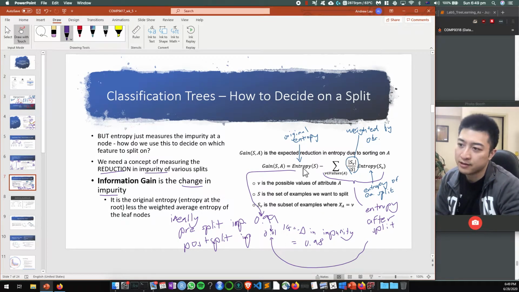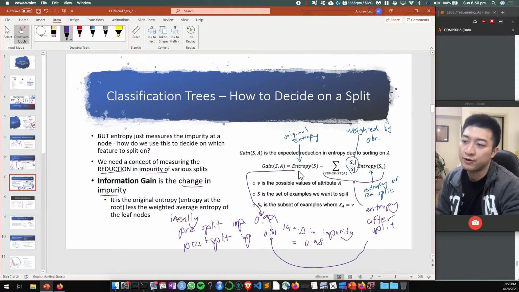Now, how is this exactly calculated? This is the weighted average entropy after the split. So basically what you do is you look at each split, right? And then you calculate the entropy of each split, and then you weight it by the number of observations, right? So let's say you have 2 splits, right?